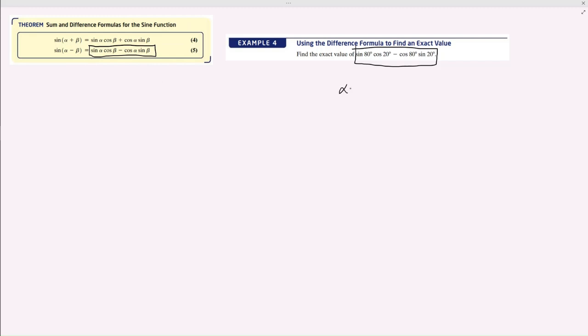So if I think of alpha as 80 degrees and beta as 20 degrees, I've got this piece, and I can move it into the left-hand side and write this as the sine of alpha minus beta. So this would be the sine of 80 minus 20 degrees. So they're asking for the sine of 60 degrees. We have that on our unit circle, square root of 3 over 2.